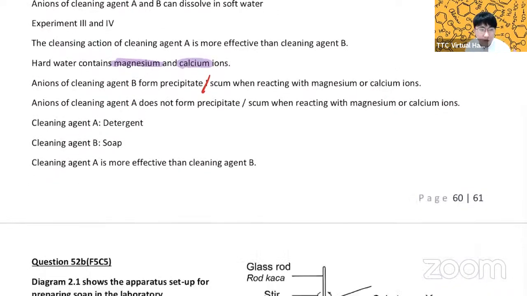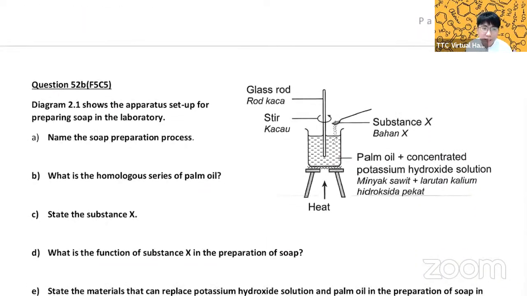Okay, move on. Next one is basically the soap preparation process. So someone gave me this now: what is the name of the process to prepare soap? We call it saponification. How do you produce soap? Actually, soap is an ester. You are going to use your palm oil plus your potassium hydroxide, then you form the soap here.